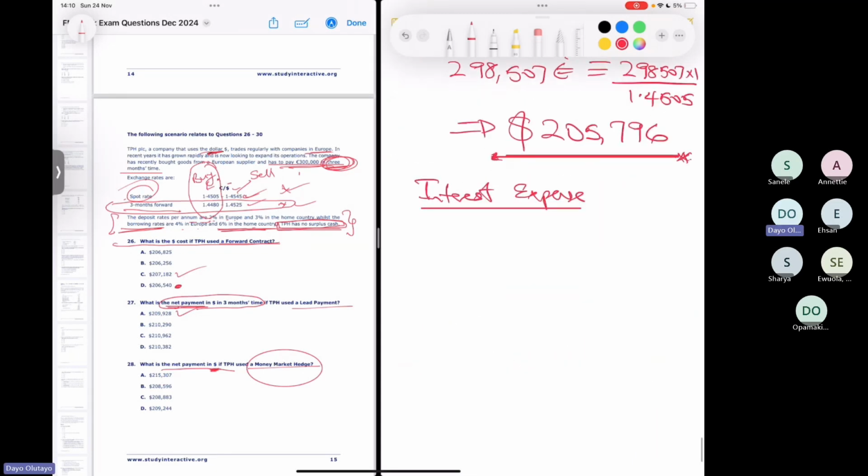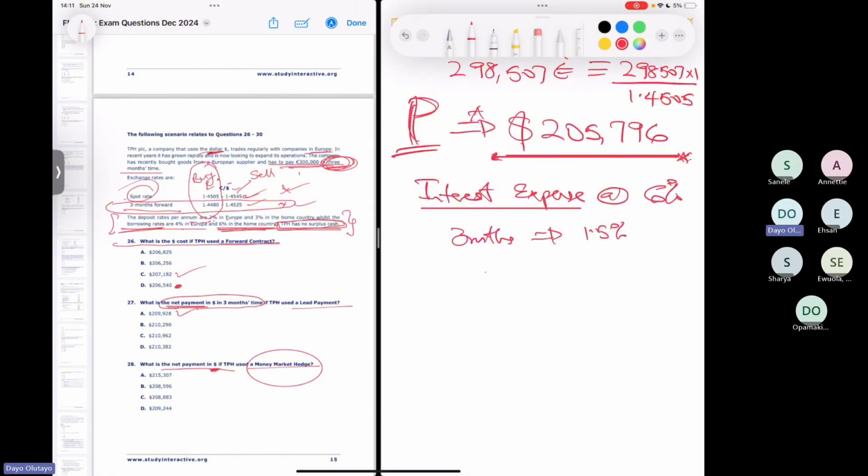But the net is interest plus the principal that they borrow, because this is the principal that they borrowed, and they need to pay interest. At what rate? That would be at the dollar borrowing rate. So what is the borrowing rate for dollar? This is borrowing rate in Europe 4% and 6% in the home country. So that's at 6% per annum, and for 3 months, we did it the last time, it is 1.5%.